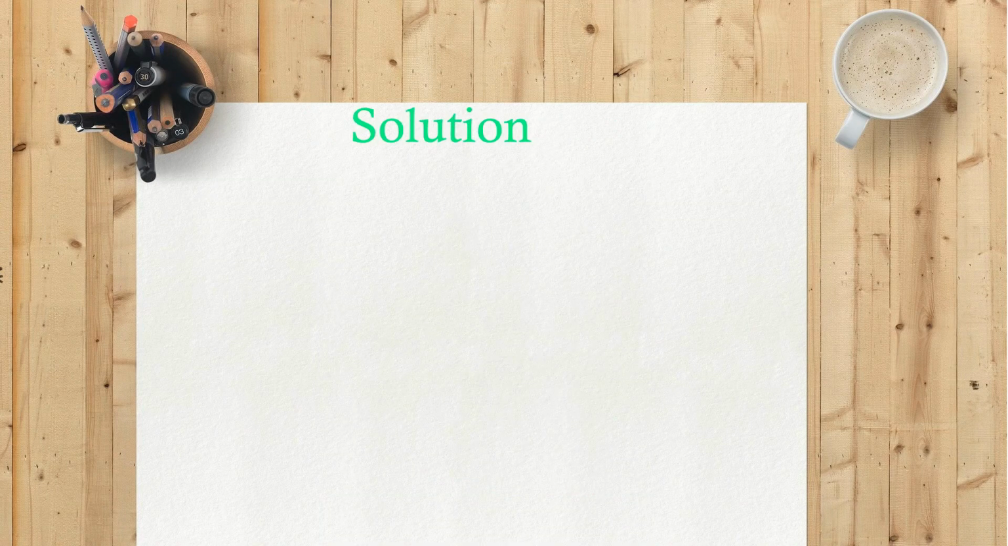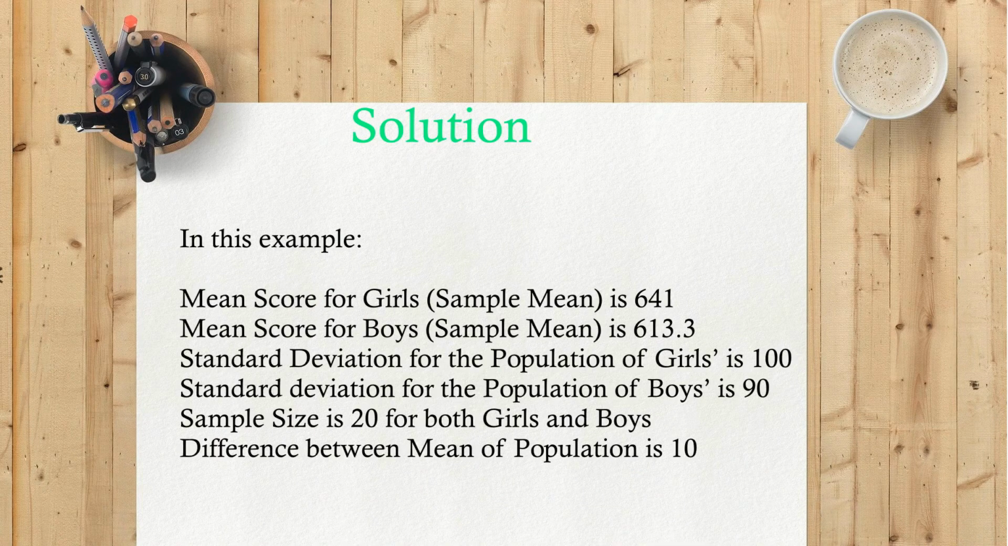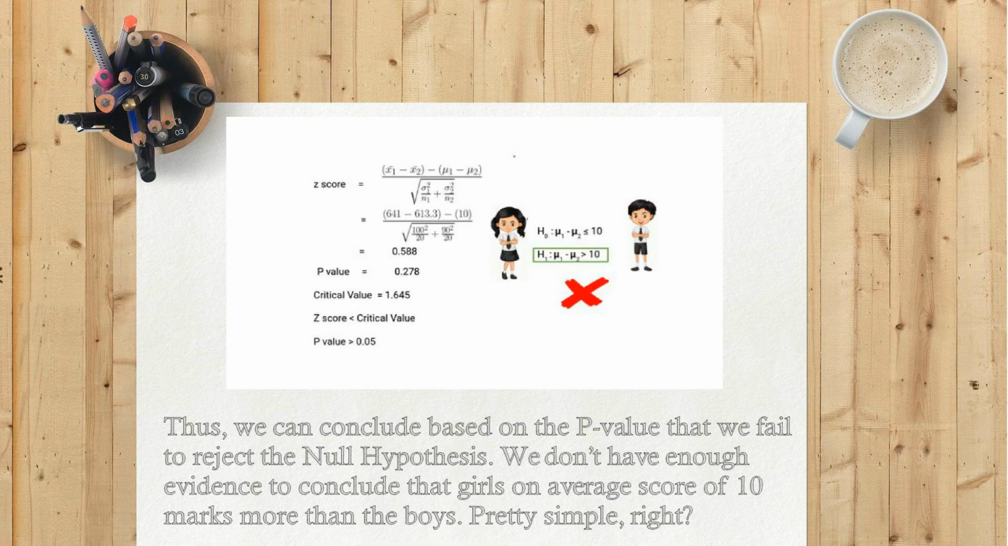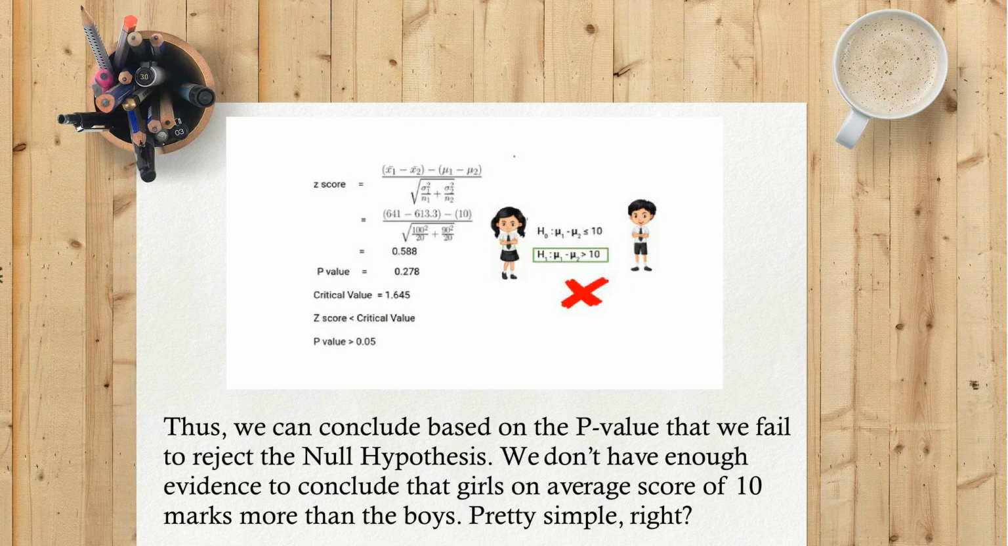In this example, mean score for girls, sample mean, is 641. Mean score for boys, sample mean, is 613.3. Standard deviation for the population of girls is 100. Standard deviation for the population of boys is 90. Sample size is 20 for both girls and boys. Difference between mean of population is 10. Thus, we can conclude based on the p-value that we fail to reject the null hypothesis. We don't have enough evidence to conclude that girls on average score 10 marks more than the boys. Pretty simple, right?